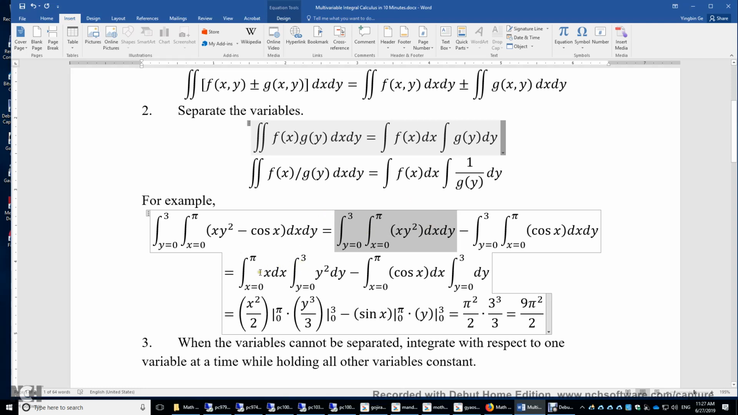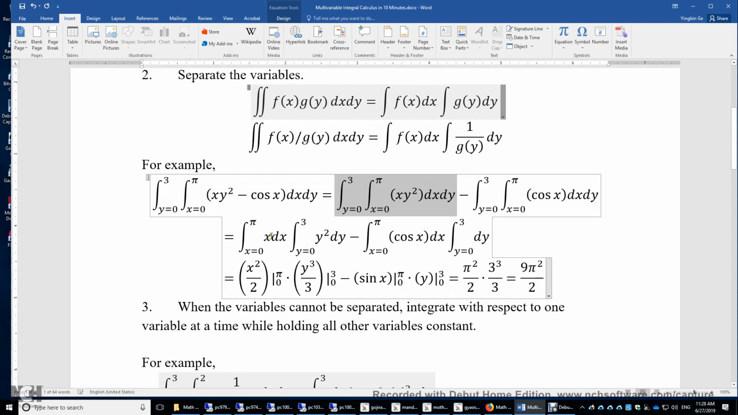The first integral is the integral of x. The second one is the integral of y squared. And both can be easily solved. How about this one? This one is even simpler. It's just cosine x. We just need to integrate this cosine x and then integrate this dy.